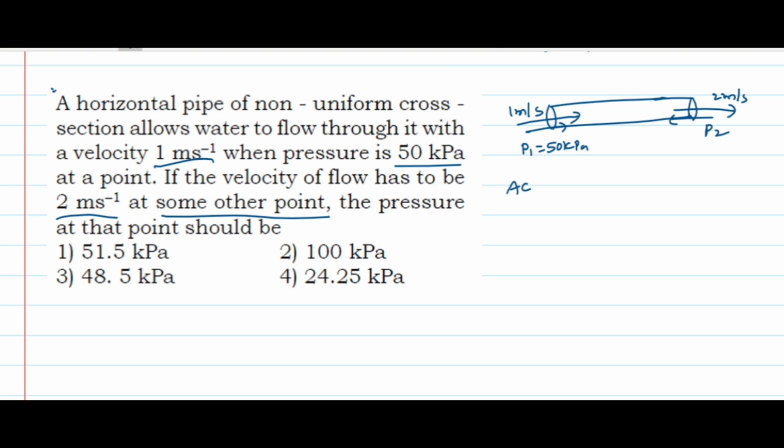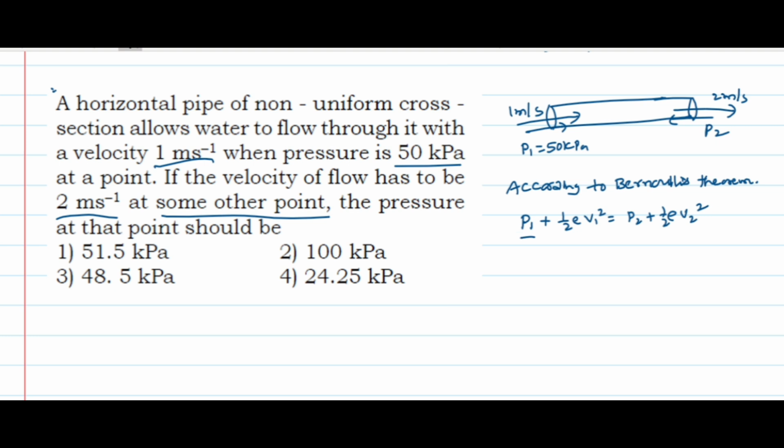Now here you can take according to, so this is basically the problem based on Bernoulli's theorem. According to Bernoulli's theorem, if a horizontal pipe is given, here you can take P1 plus half rho V1 square, which will be equal to P2 plus half rho V2 square.